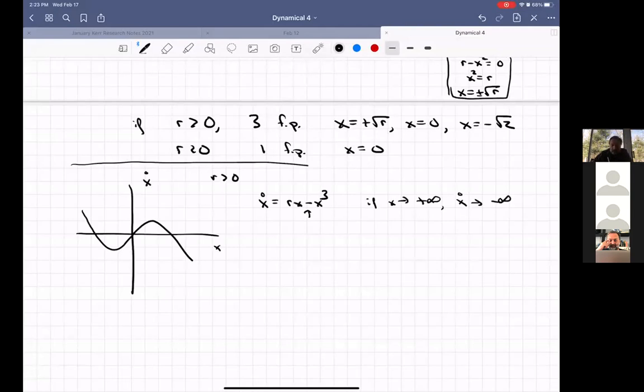Professor Kling, can I just ask, for r greater than 0, for the third fixed point, is that negative the square root of 2? No, it's supposed to be an r. Okay, I was just making sure.